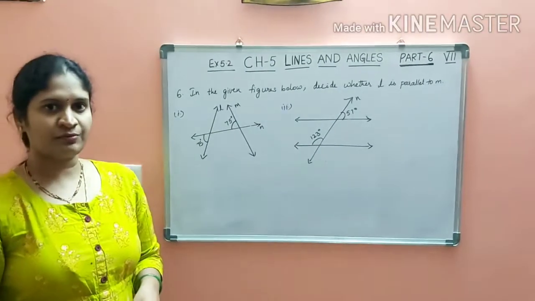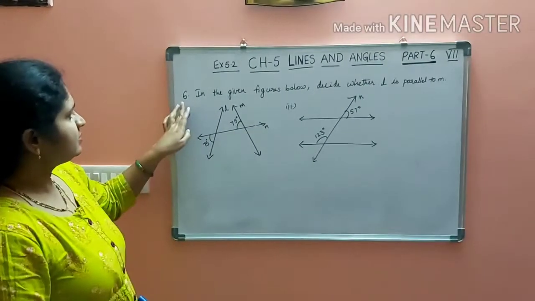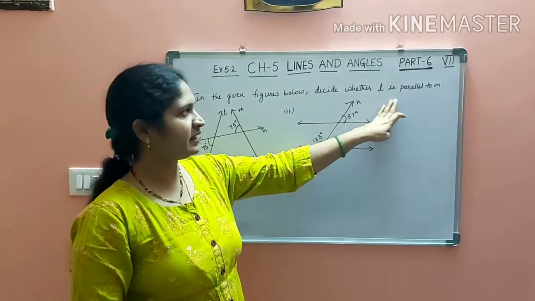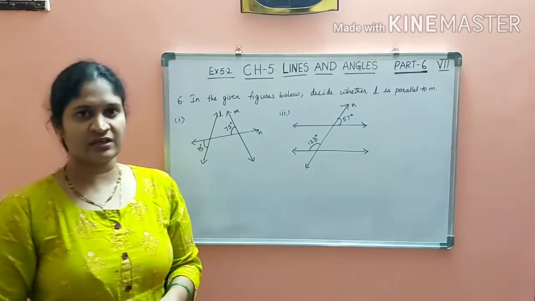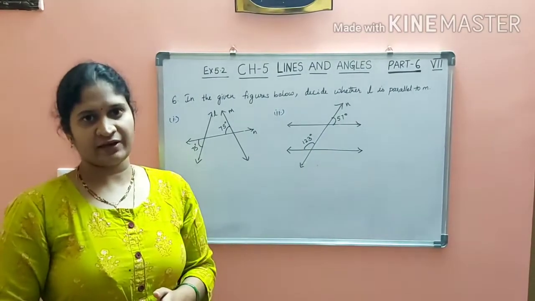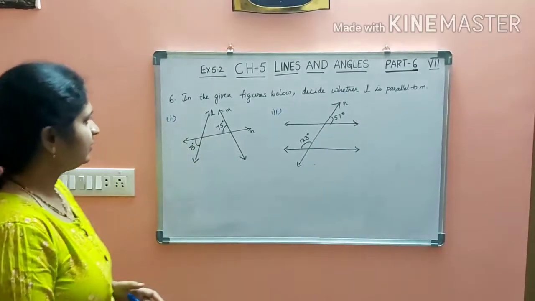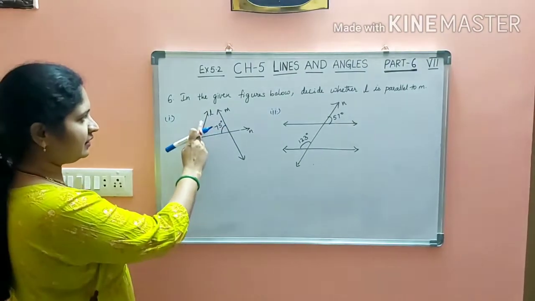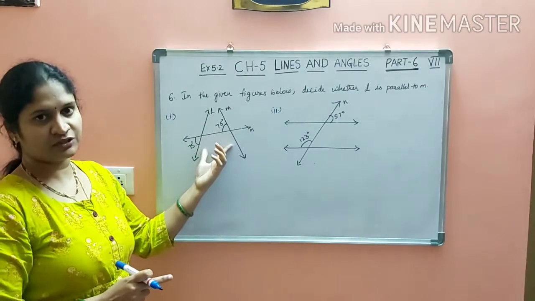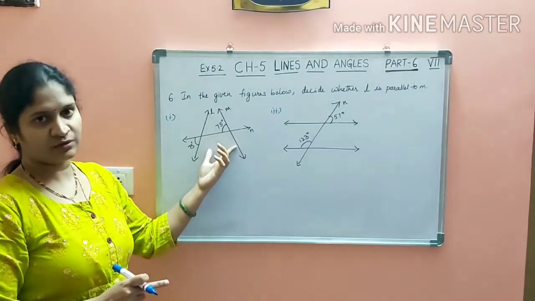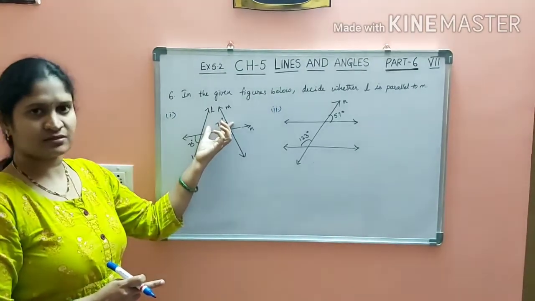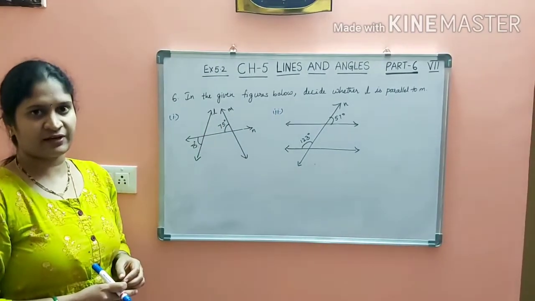Let us see last question from exercise number 5.2. Sixth question, children. In the given figures below, decide whether L is parallel to M. When can you say the two lines are parallel, children? From the three facts, any one of the three facts should be true. Don't think that here L and M are not parallel lines. We can't say directly by observation. We cannot say these two lines are not parallel. Are you clear, children? Sometimes they'll try to confuse you, they'll give it like this. But you have to check the three facts.